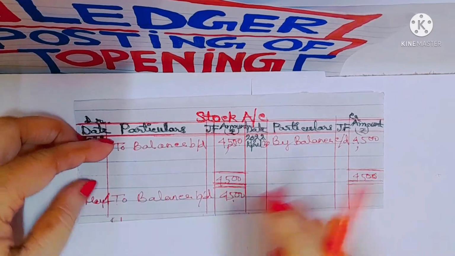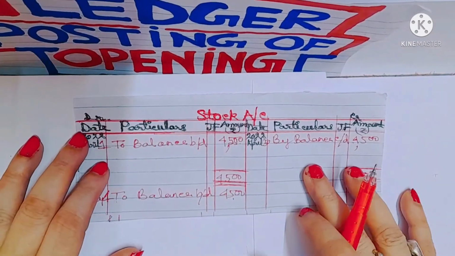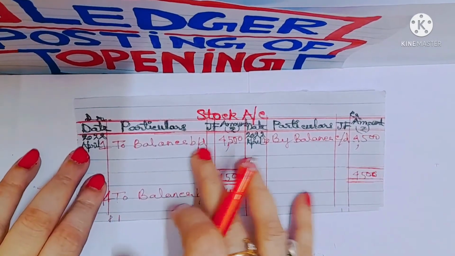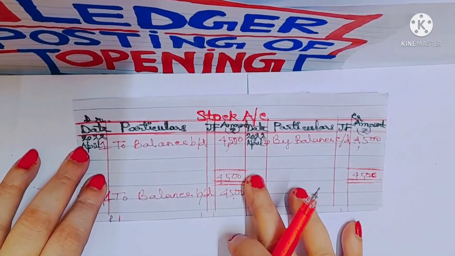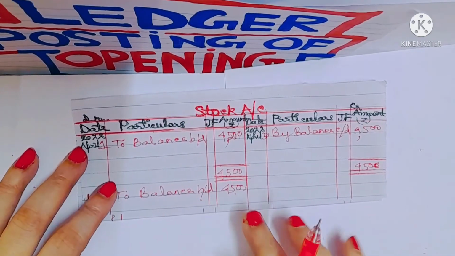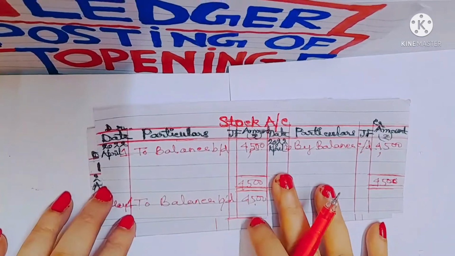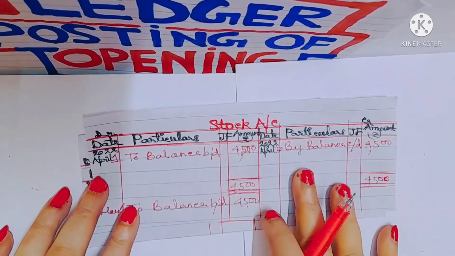So, is stock account a debit balance or a credit balance? Stock account is a debit balance. Why? Because the debit side total is greater than the credit side total. And moreover, to balance BD is written beneath the debit total, 4,500. Understood? So, let's close the next account.